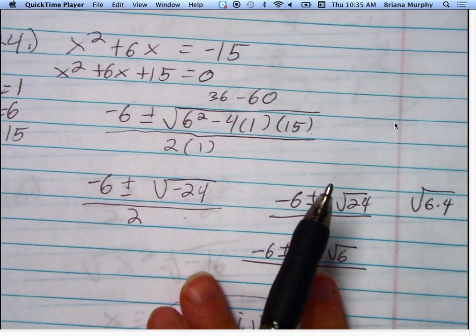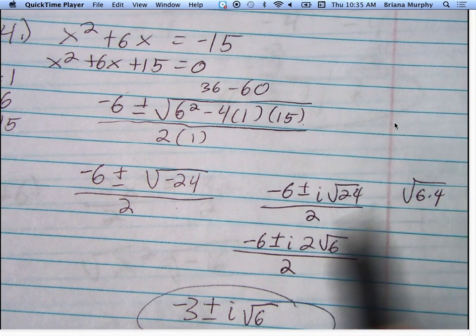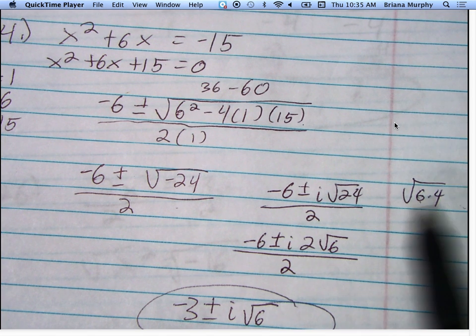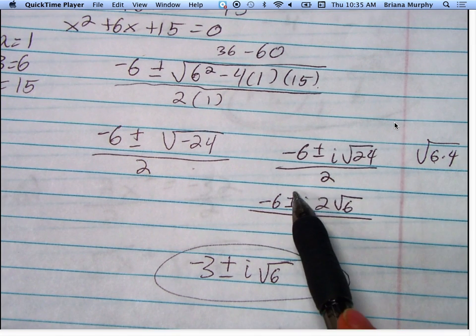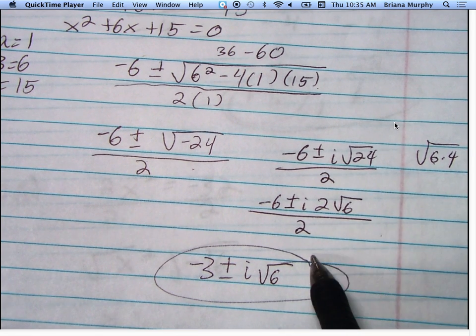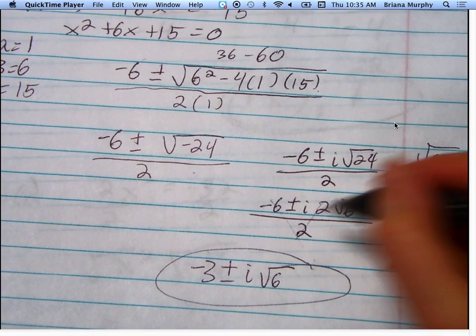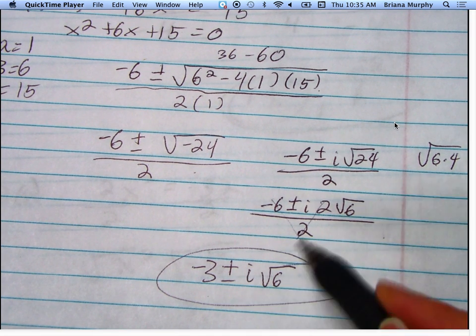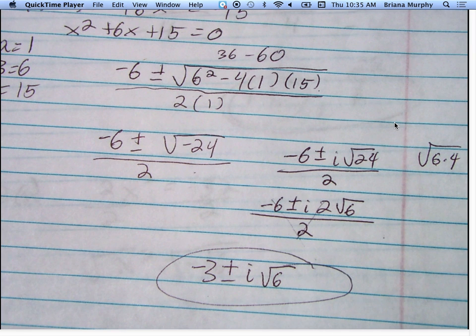But then I'm like, okay, how do I simplify the square root of 24? I simplify it as 6 times 4. What's the square root of 4? 2. So it's negative 6 plus or minus i 2 square root 6 over 2. Now we can divide both of these by 2, so I get negative 3 plus or minus i square root 6. I got a question. Yes. If you put 2i, would it make a difference? No, it probably would be more accurate, actually, because I told you to write it that way. That would be fine.